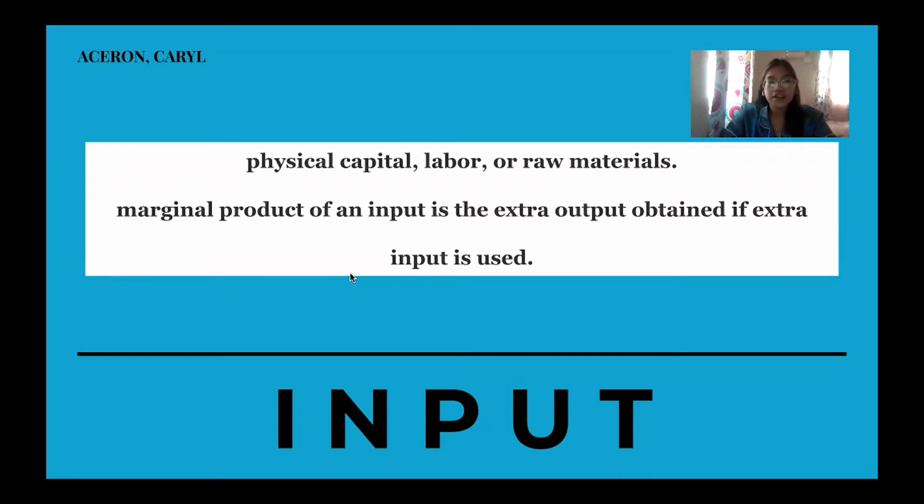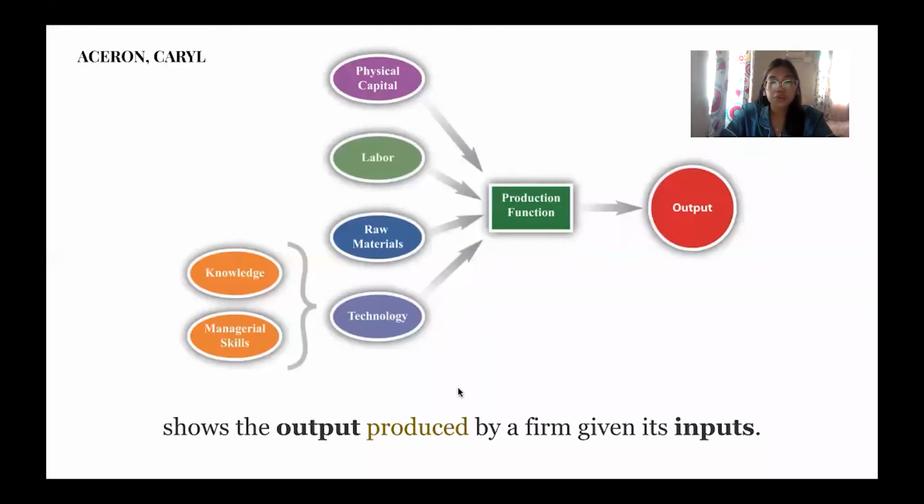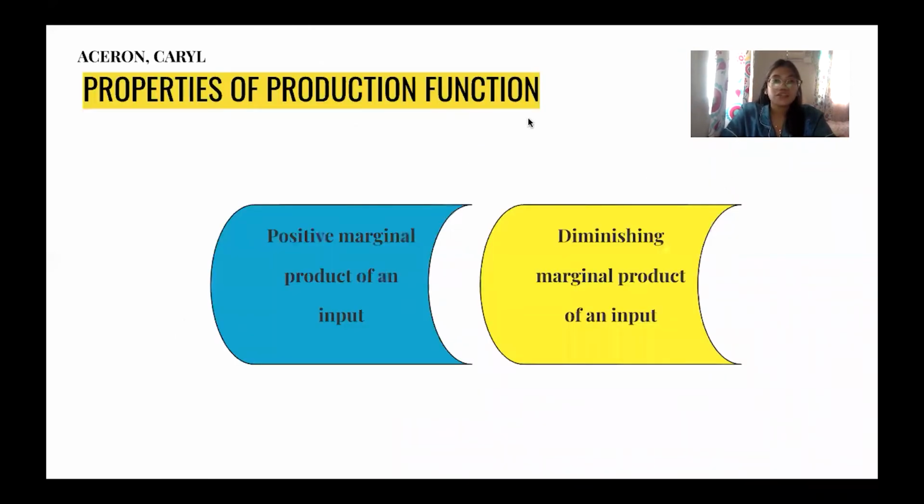In the next slide, there will be an illustration that shows the output produced by a firm given its inputs. The link between the inputs and the output is the production function, which characterizes the output of a firm given the input it uses. There are two important properties of production function, and these are positive marginal product of an input and diminishing marginal product of an input.